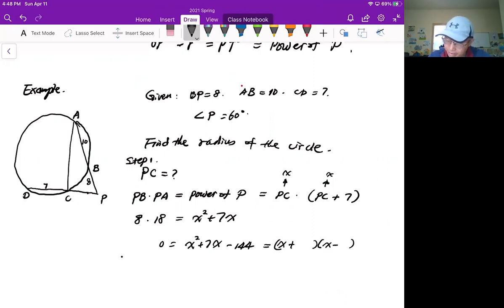How about the 9 here and 16 there? Does that work? So 16 minus 9 is equal to 7, right? And 16 times 9 is 144, and it's negative. Very good. So that means the X value is positive. X value should be 9. Very good. So I get my first one here. I get a 9 here.